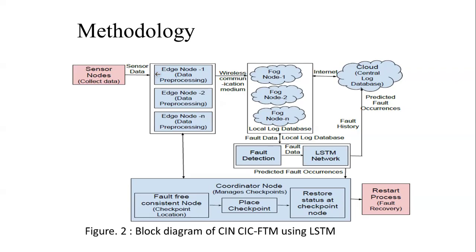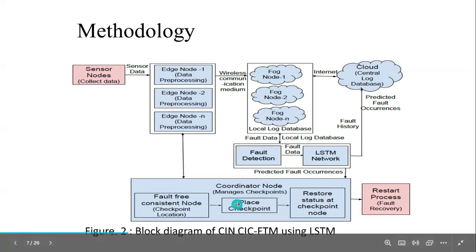Sensors in the IoT environment collect raw data, which is pre-processed to handle missing values and ensure consistency. In the second step, LSTM-based fault prediction will happen. The processed data is fed into the LSTM network to predict potential fault occurrences. The network is trained using historical fault data and uses its unique memory properties to predict future faulty nodes.